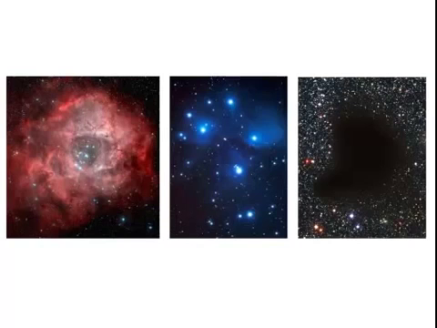As we start looking at the interstellar material, I want to give you a little preview of three different types of nebulas that we're going to encounter. On the left-hand side we have emission nebulas. In the center we have reflection nebulas. And on the right-hand side we have what I'll just call interstellar dust.